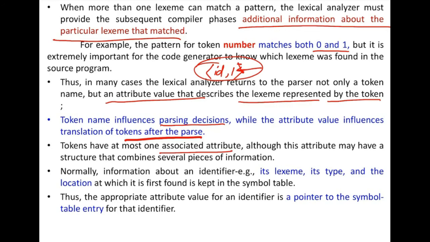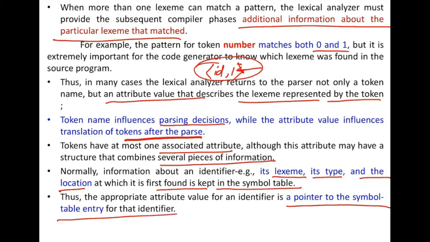Although these attributes may have a structure that combines several pieces of information, normally information about an identifier, like its lexeme, its type, and the location at which it is first found, is kept in the symbol table. I have already told you all these things are available in the symbol table. So the appropriate attribute value for the identifier is a pointer to the symbol table entry for that particular identifier.